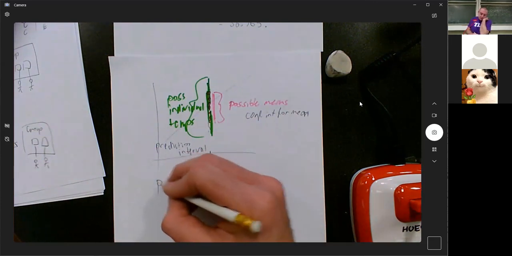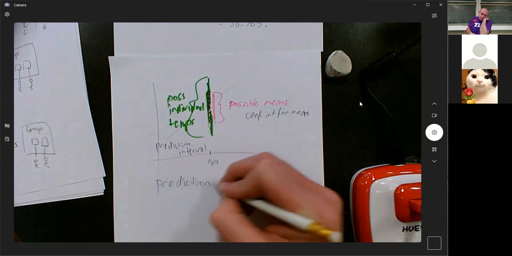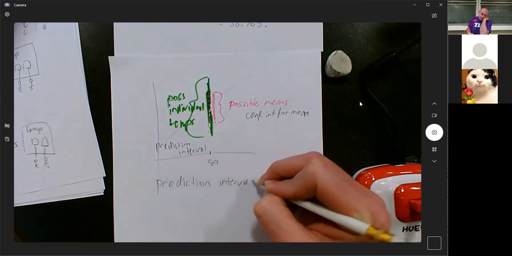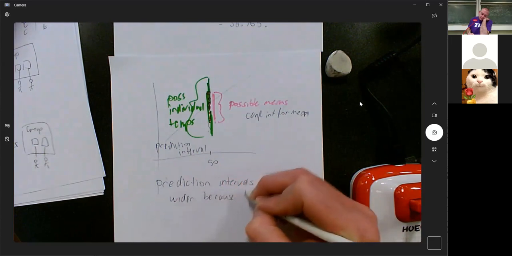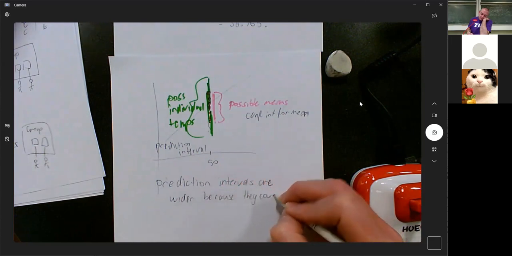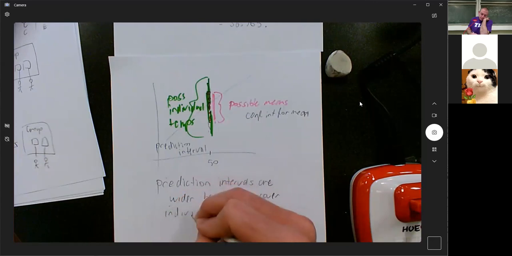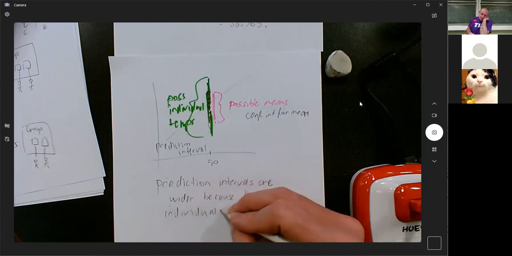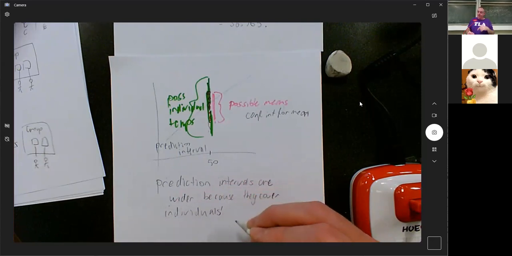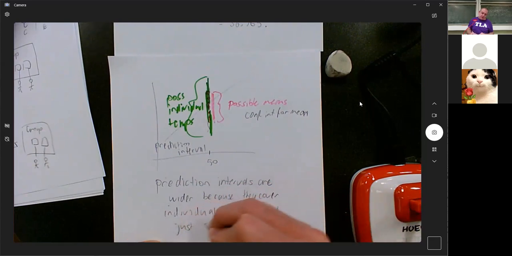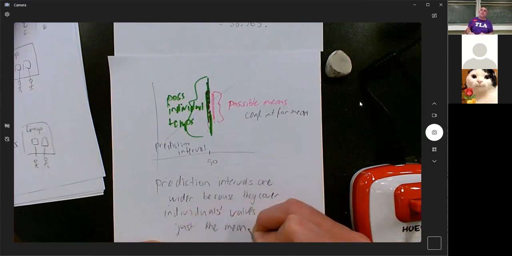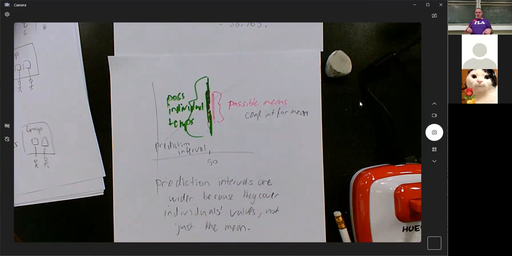Yeah. So individual values, not just the mean. Yeah. Cool. That would be, I think, an acceptable answer if someone said, why are prediction intervals wider?